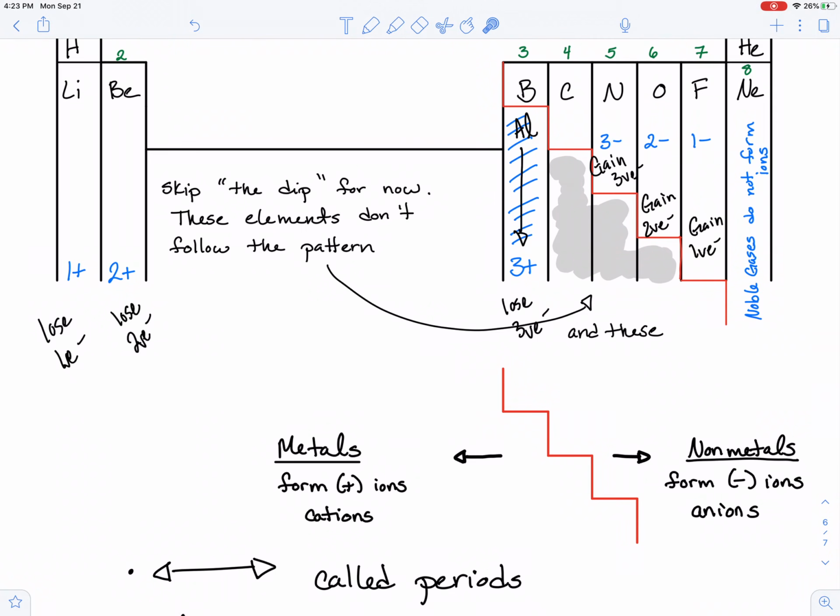Anything to the right of your staircase is a nonmetal, and they all form negatively charged anions. So that's what I was saying about carbon. If they do form an ion, which they don't a lot of the times, they would form an anion. Your noble gases don't ever form any ions, but they are still nonmetals.